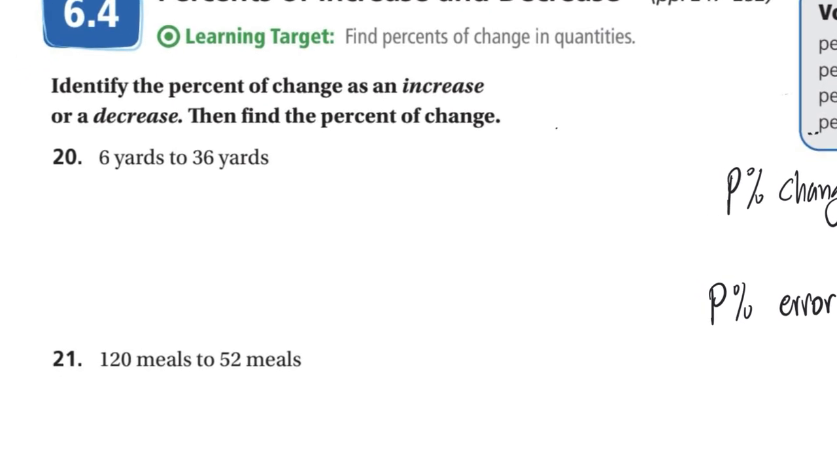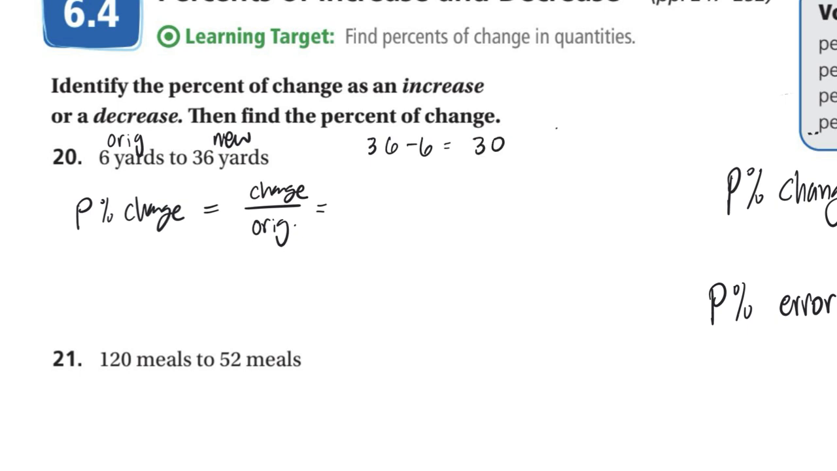So it was 6 yards. This is the original, and now this is the new. So we need to find the change. To get the percent of change, we need how much did it change and compare it to the original amount. So it went from 6 to 36. So 36 minus 6 is 30. It increased by 30. So we had some percent increase. That's step one. Find the change, and was it an increase or a decrease?